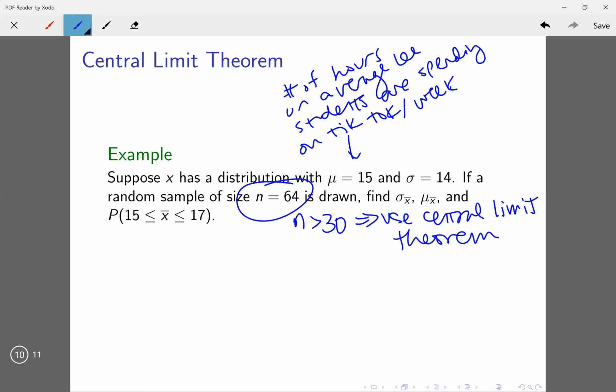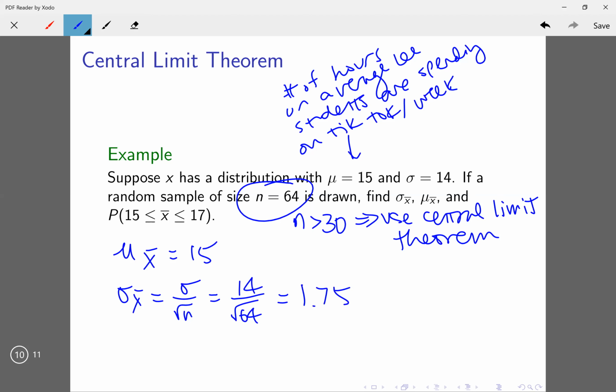So what does that mean? Well, we take our mean from before, that is just 15, and the standard deviation is the population standard deviation over the square root of the sample size. So this becomes 14 over the square root of 64, which is equal to 1.75. All right, so now I need to calculate my probability.